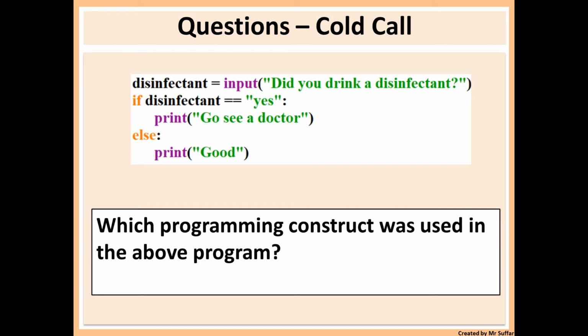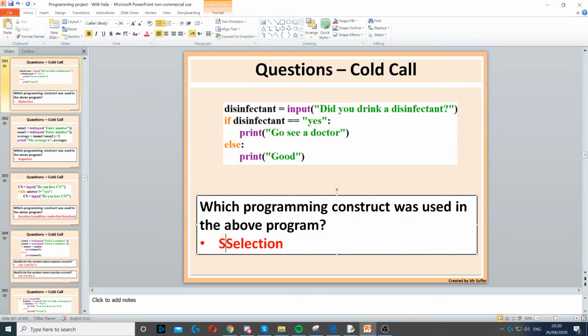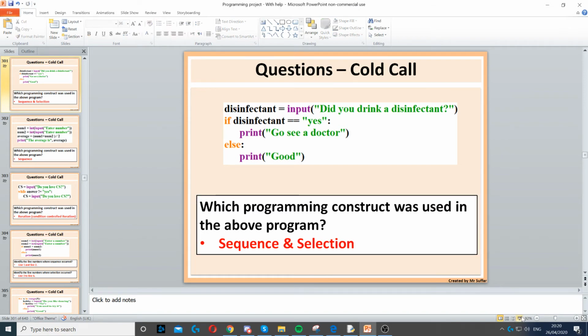Now here we have another question, which says which programming construct was used in the above program. At the top, disinfectant equals input. So that's sequence, but then we have if disinfectant is equal to yes, that's selection. So technically for this question, there is a sequence right at the top, and then selection as well. So sequence and selection.